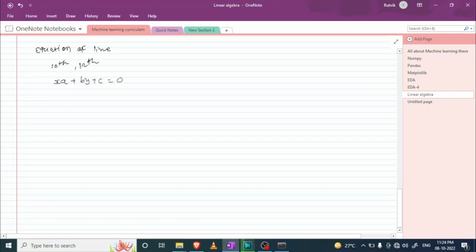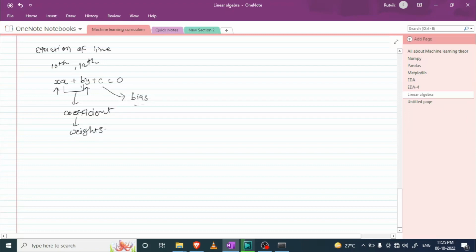So whenever you have two-dimensional data, where one dimension is represented by x and the other dimension is represented by y, where a and b are coefficients, or in machine learning or data science terms, you can represent a and b as weights, and c is used as a bias, okay.